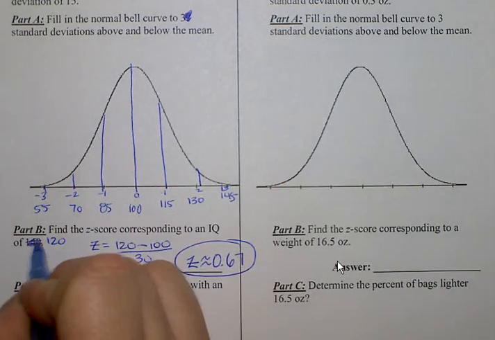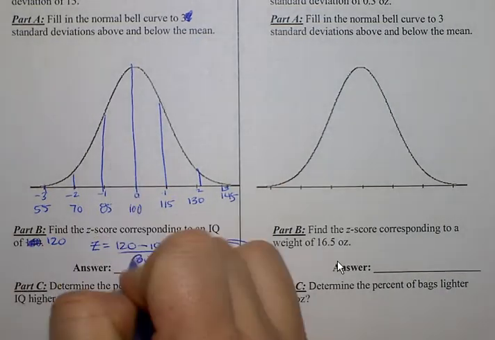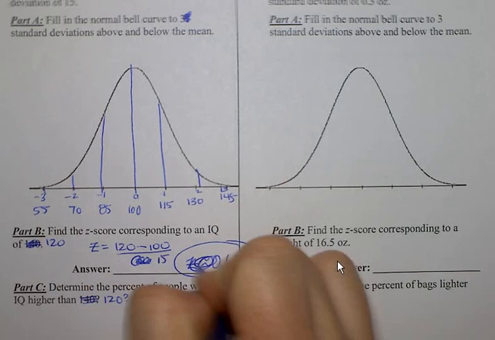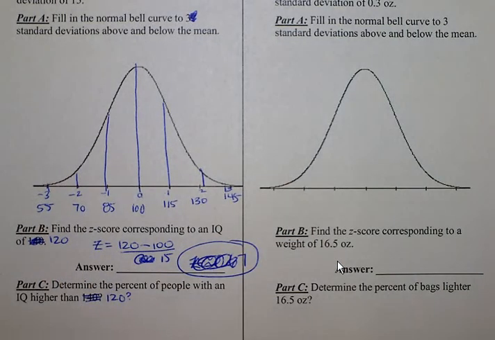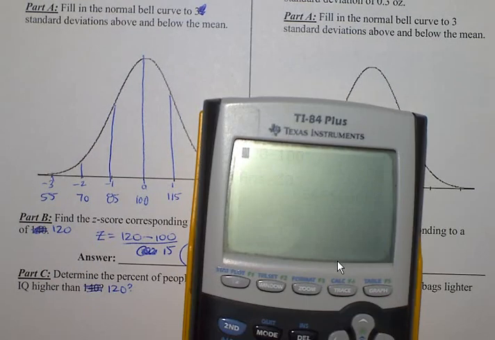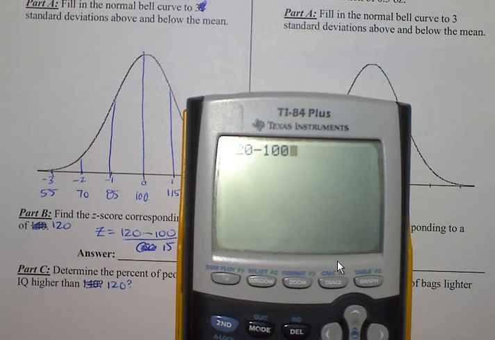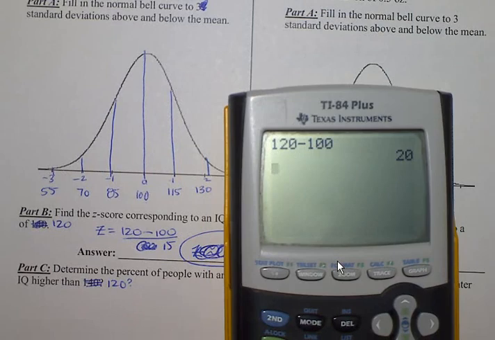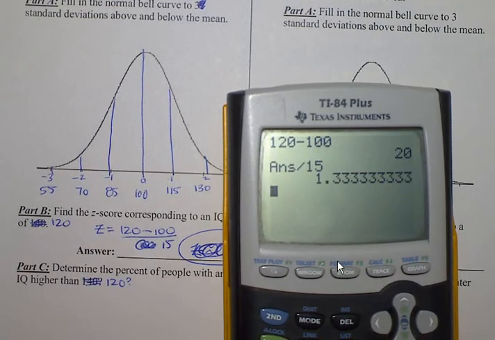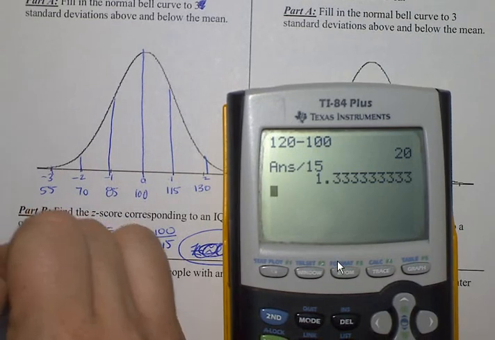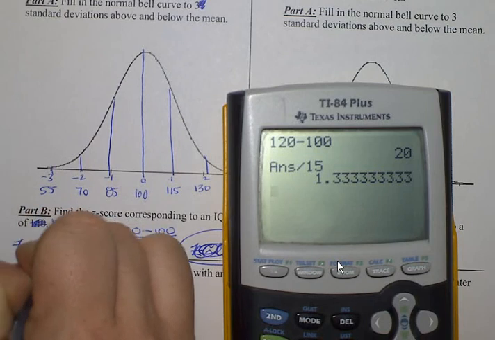And then they want you to find out what is the z-score with a data point of 120? So I'm going to take 120 and subtract the average. Make sure to press enter and then divide by the standard deviation. So I'm going to round to the nearest hundredth. So this is approximately 1.33.